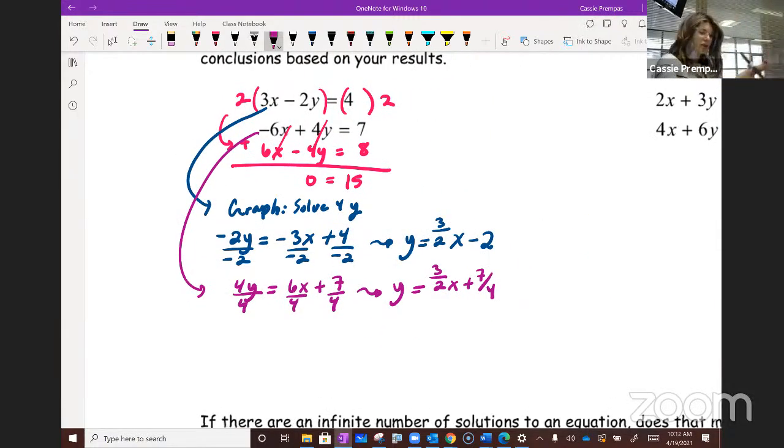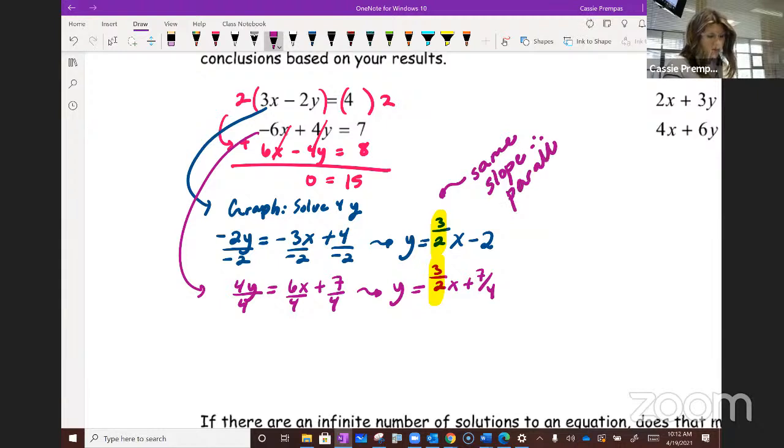How do you know they're parallel, Michelle? They have the exact same slope. And we learned back in geometry that if two lines have the same slope, then they are indeed parallel. Same slope, therefore parallel lines that will never touch.